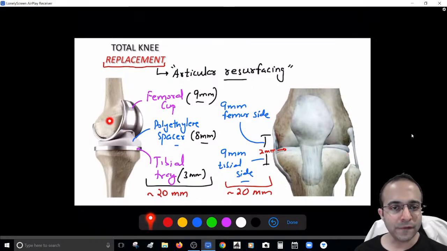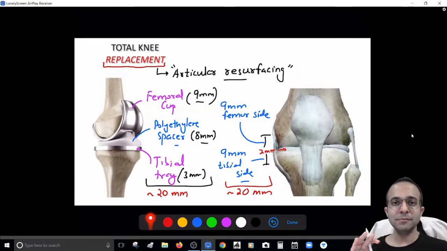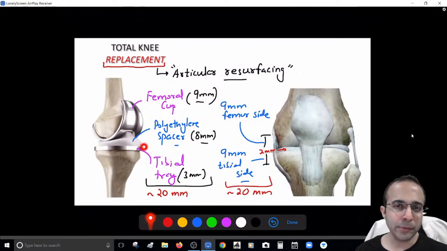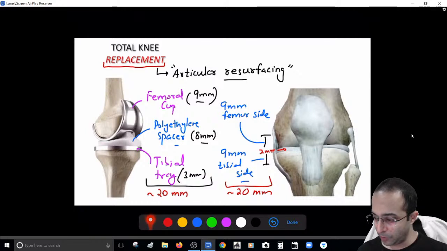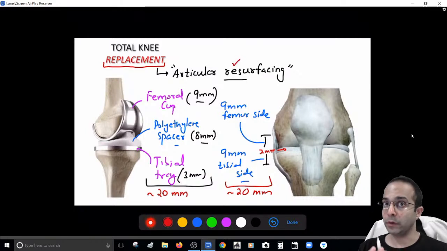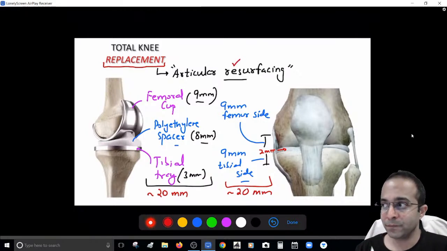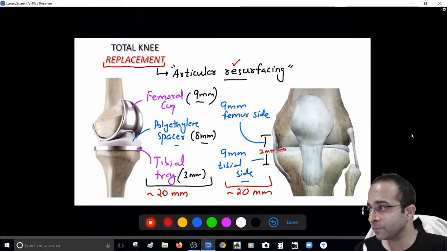A cup put on the femur, a tray fixed on the tibia, and the gap filled with a rubber-like substance, a polyethylene spacer. So you can see, I've just cupped the femur, I've just plated the tibia, and just put in a rubber in between. So strictly speaking, what I've done is simply an articular resurfacing. So clear with this, guys? Clear with this?